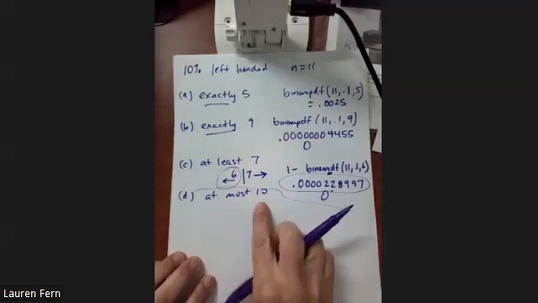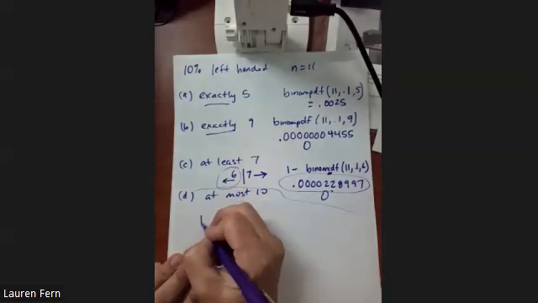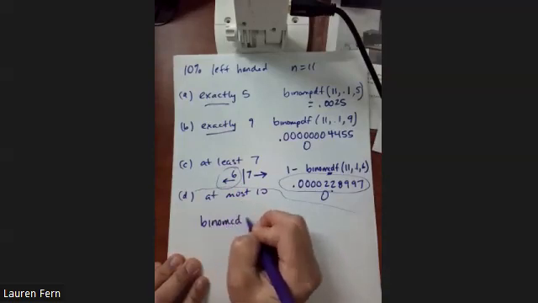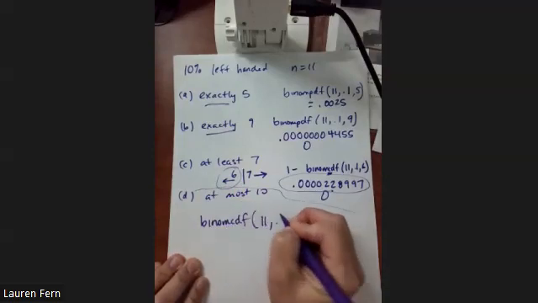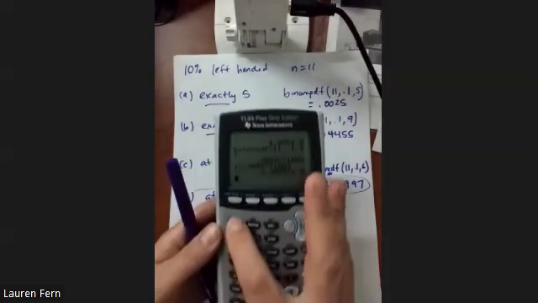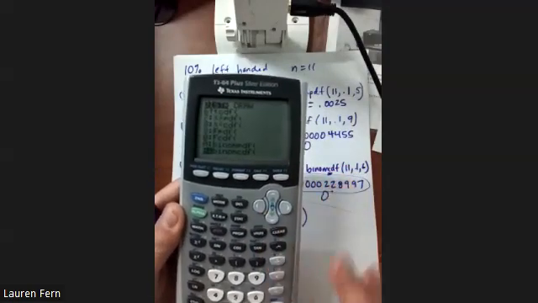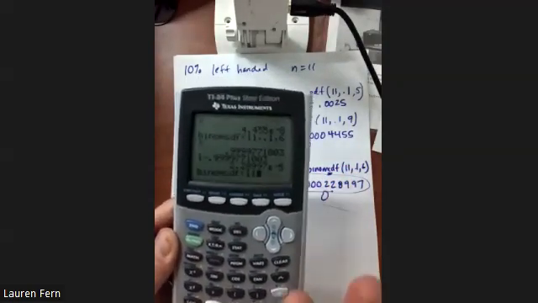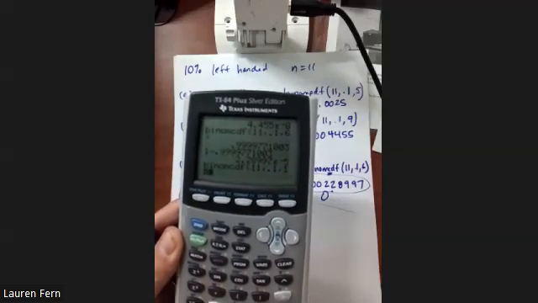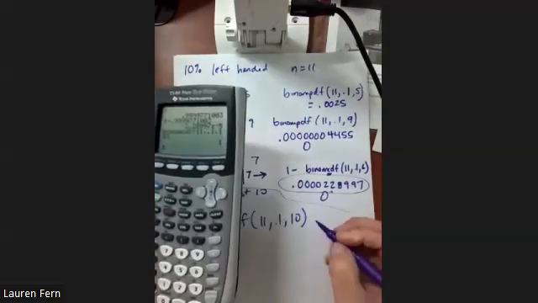All right, finally, when we have at most 10, we can just put that in straight up: binom CDF, 11, 0.1, and then 10. And because we probably won't be able to sleep tonight unless we know what this answer is, I will compute it. Oh, look, it has a probability of 1.